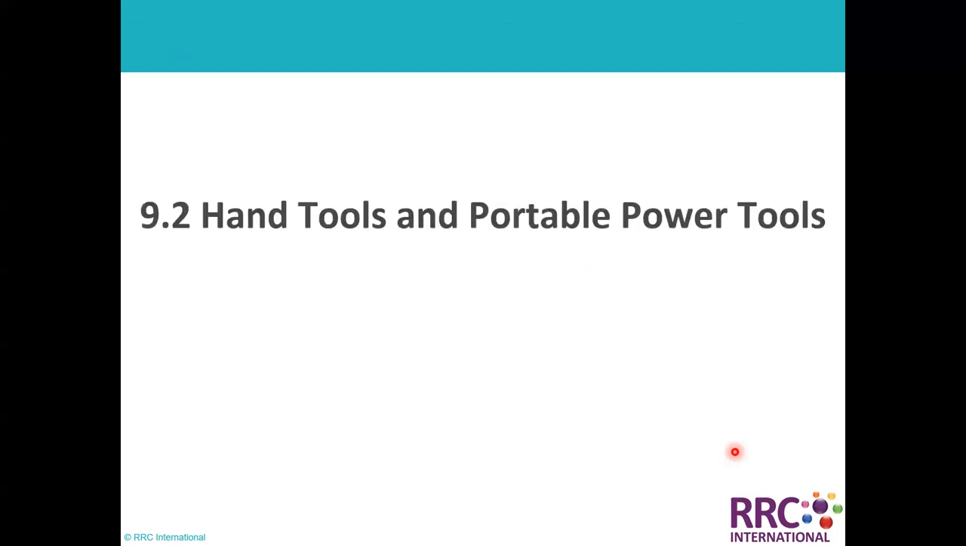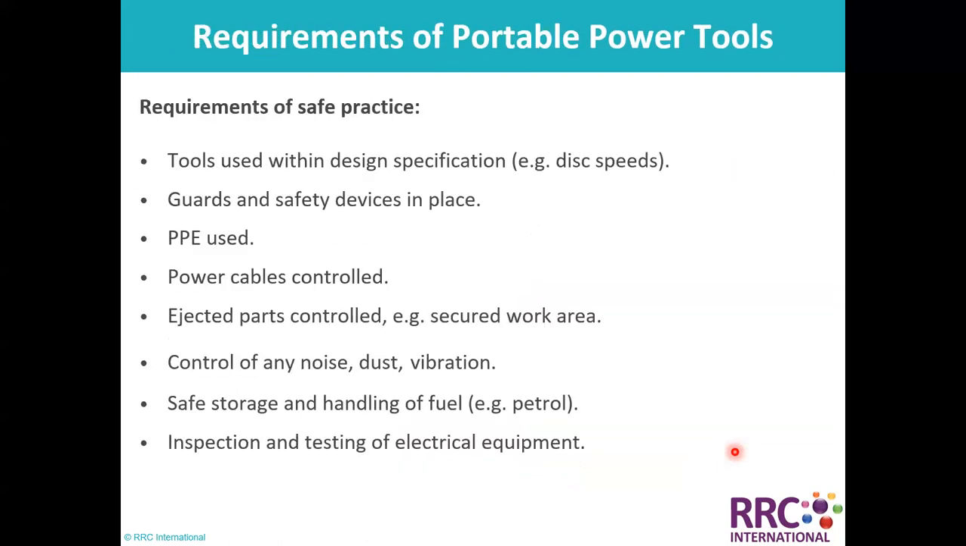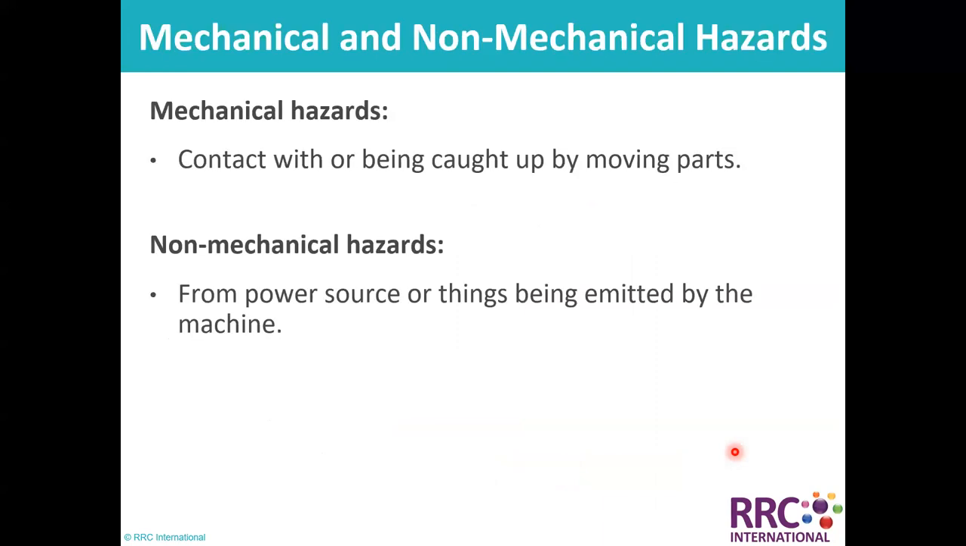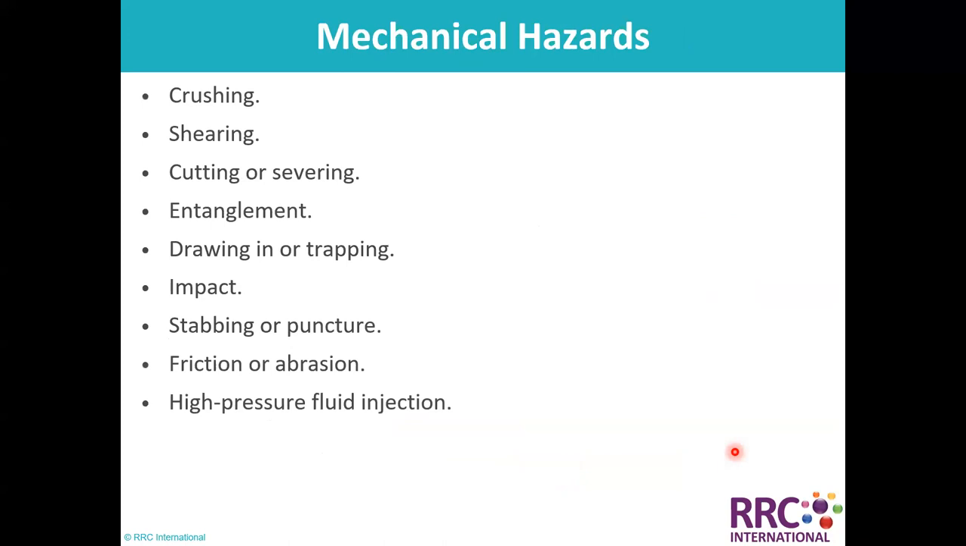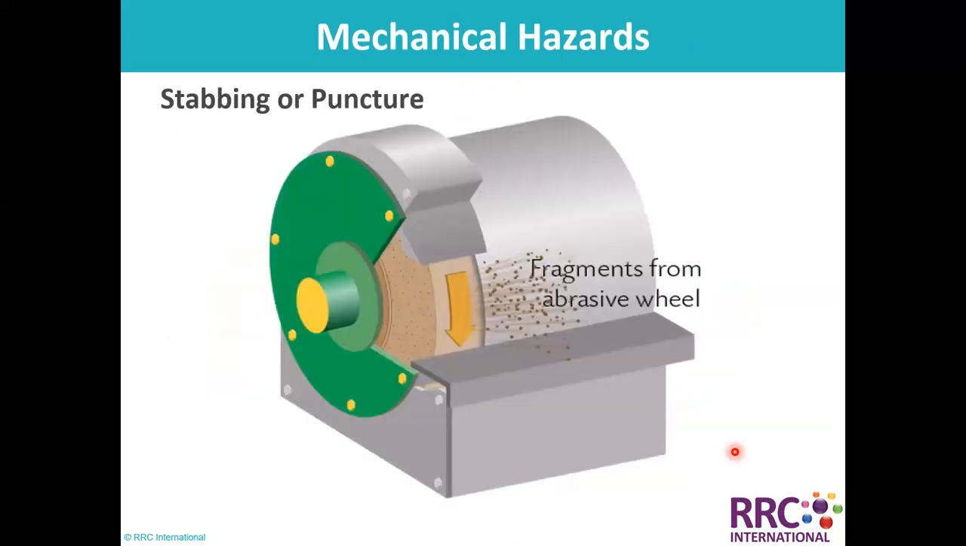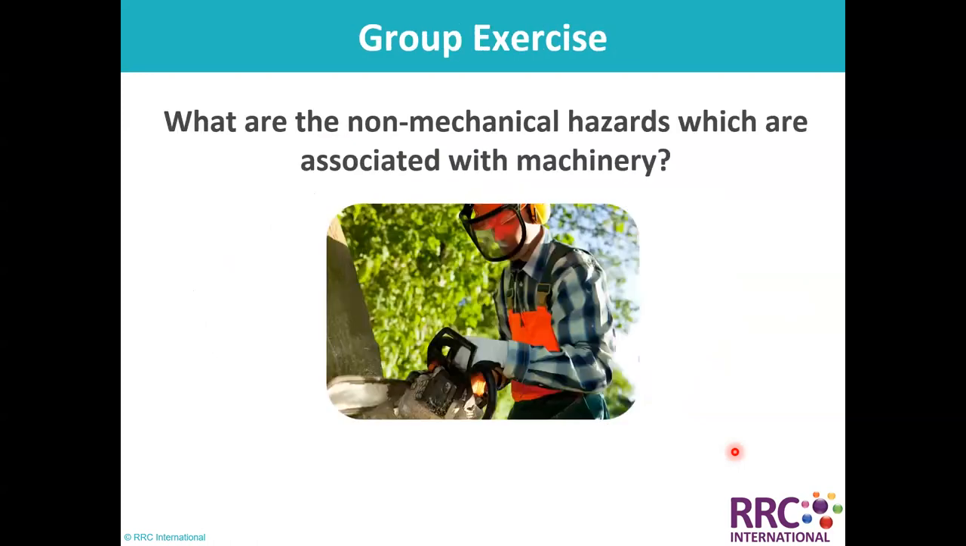In module 2, we discussed hand tools, their hazards, their control. Then we discussed power tools, their hazards, their control, and the requirements for safe practice. Then we moved to the mechanical and non-mechanical hazards. We discussed different mechanical hazards: crushing, shearing, cutting, entanglement, drawing in or nipping in, impact, stabbing or puncture, friction and abrasion, and high pressure fluid if it leaks out or gets injected into our body. These are the mechanical hazards, which are because of the moving parts of the machine.